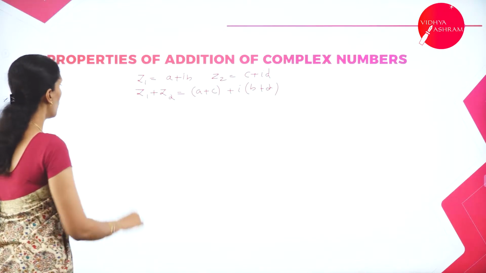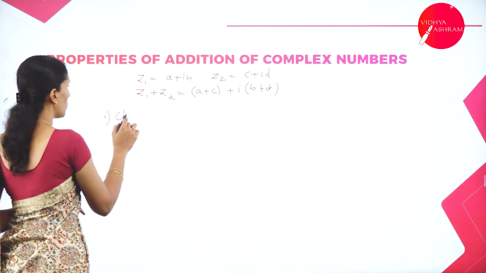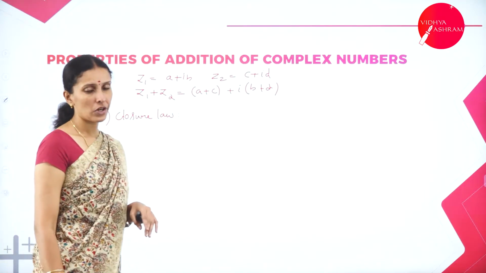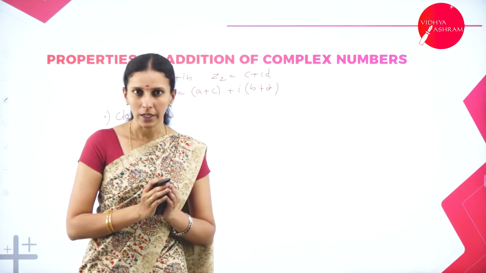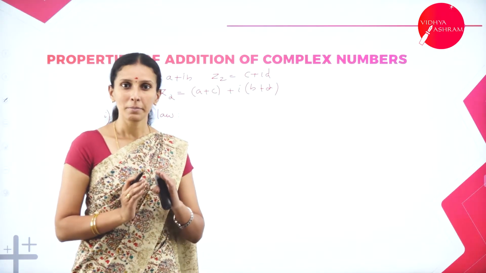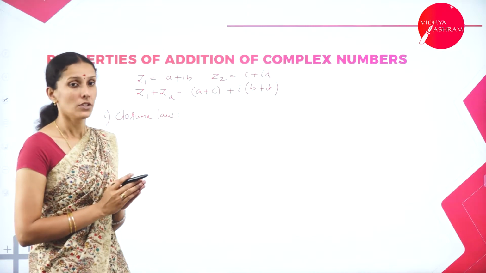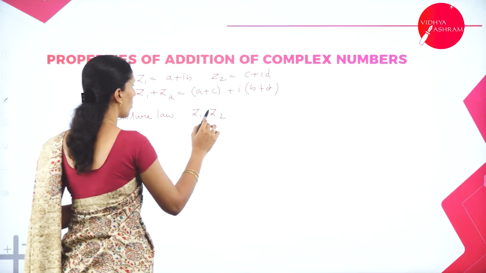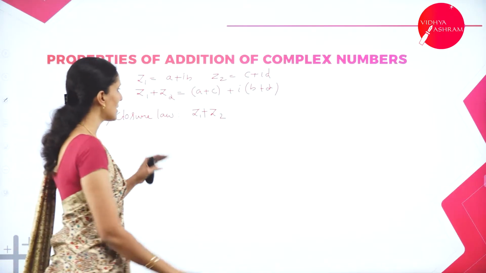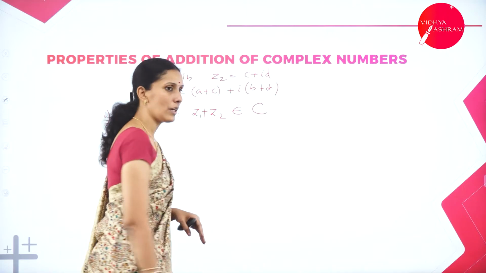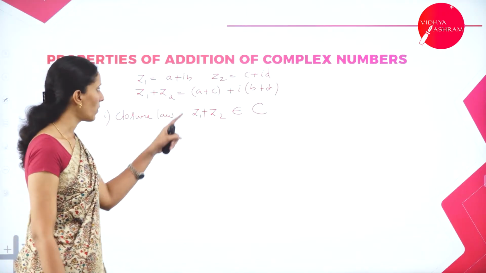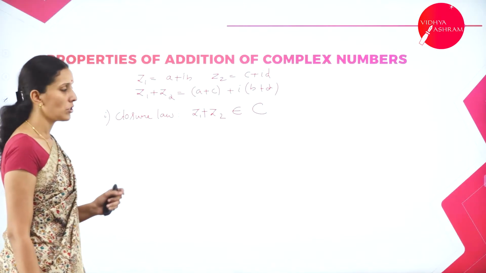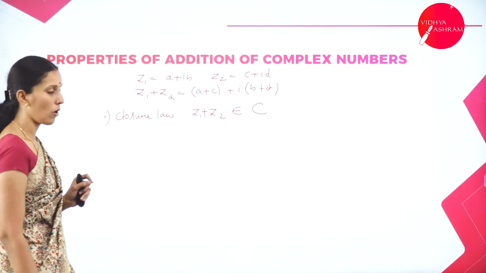Now, properties. What is the first property? I'll take the closure law. What does closure law usually say? When you add two numbers, the resultant number must be in the same set. So here, if you are adding two complex numbers, then z1 plus z2 must also belong to the set of complex numbers. Yes, we get a plus c plus i times b plus d. So therefore, the closure law of addition holds for complex numbers.